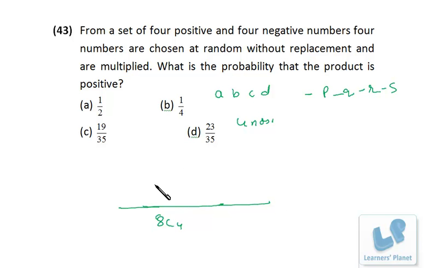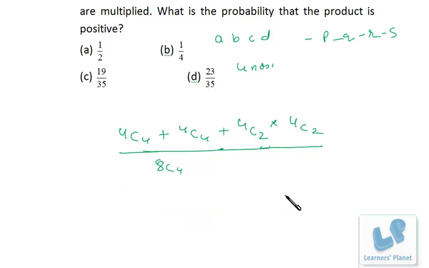Now we have to take the favorable cases. So that's all 4 are positive. That means we have to select 4 out of 4 positive numbers, or all the 4 are negative. That means we have to select 4 out of 4 negative numbers. Then 2 are positive and 2 are negative. So out of 4 positive numbers we are selecting 2, and out of 4 negative numbers we are selecting 2, right? So now just simply solve it.